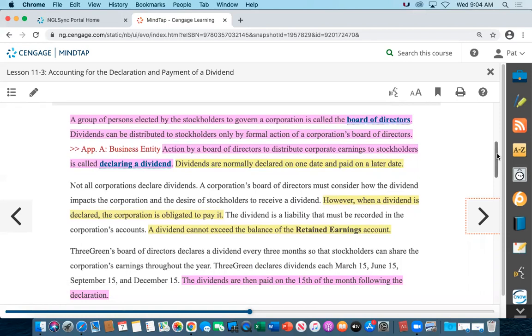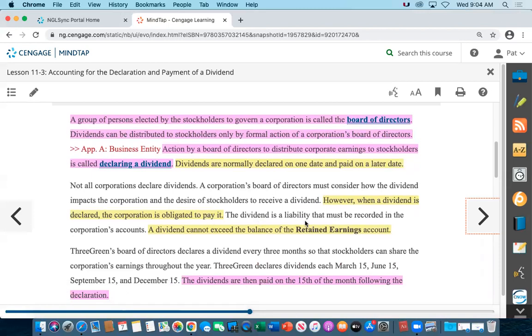Okay. When dividends are declared, the corporation is obligated to pay, but not all corporations have to declare dividends. You don't have to declare dividends every time. It just depends how it affects your stockholders and things.